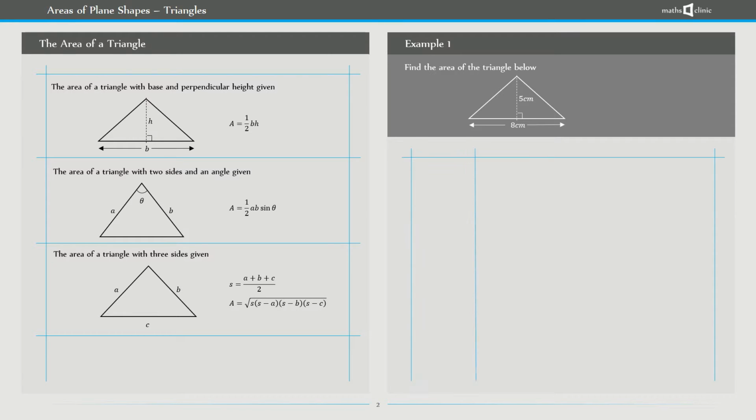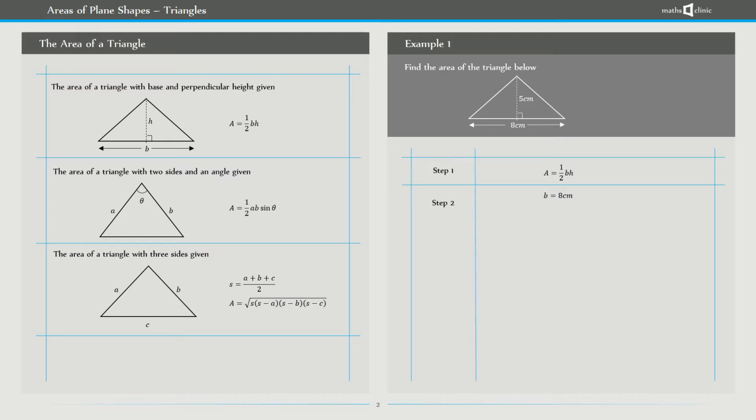The first thing we need to do here is identify the relevant formula. We have a base and a height. Area equals half base times height. Then we can identify our parameters, draw out our parameters.